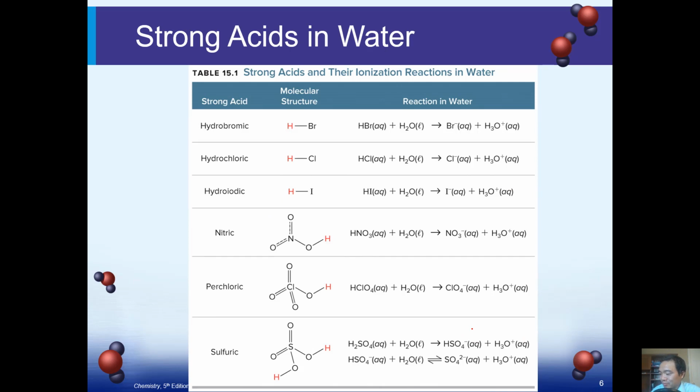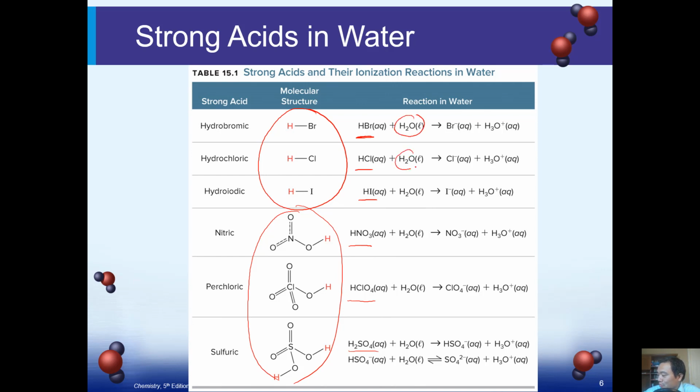Here are the 6 strong acids that you have to remember. We have 3 binary acids and 3 oxyacids. You simply have to memorize them: HBr, HCl, HI, and nitric acid. Then you have perchloric acid and sulfuric acid. When you look at the definition of the acid reaction in water, they follow exactly the same pattern I just reviewed.